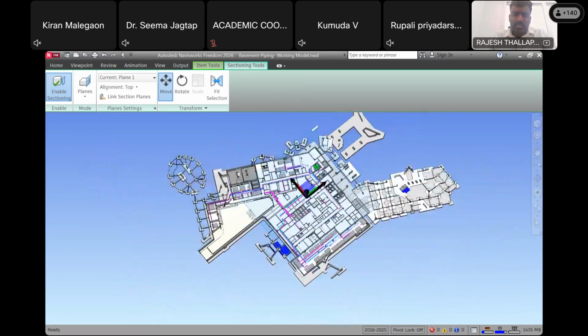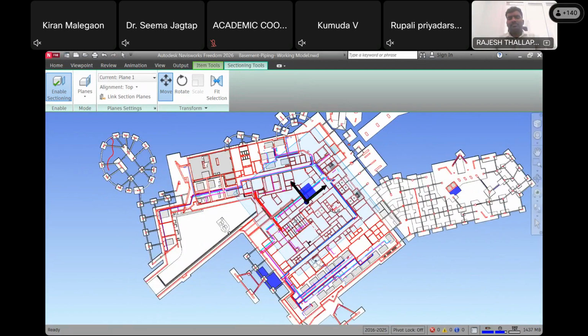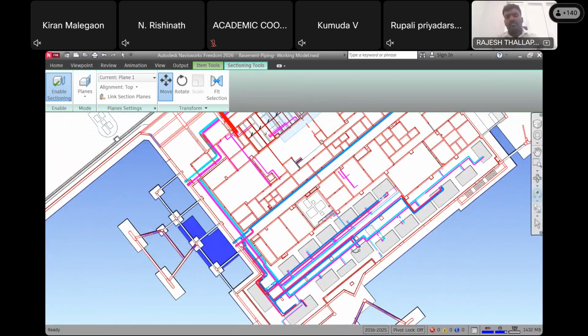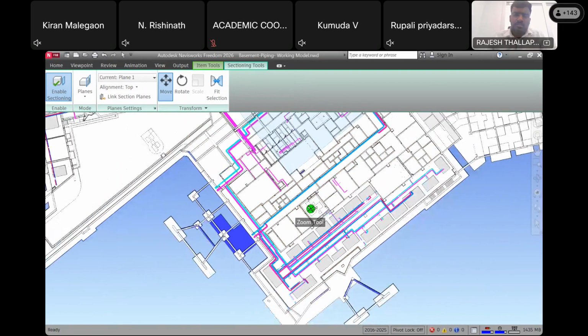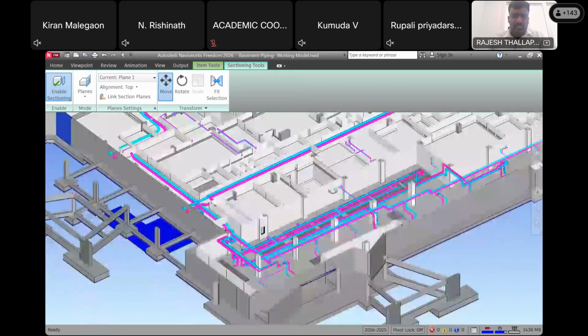So why I shared this particular one is you can see there are some gray elements in this, and there are some colors, say sky blue or cyan or magenta or purple. So these are the different pipes or services which will run across the building, where you can see in 3D, right?